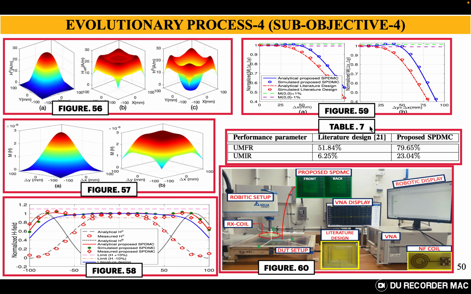The most important thing we need to understand is table number 7. If you see the uniform magnetic field region of the literature design, which I have already shown in evolutionary process 2, it is 51.84%, whereas the proposed SPDMC, that is the switchable planar distributed multi-coil antenna, is 79.65%. A drastic improvement is there, and the uniform mutual inductance region is also increased by almost 3 times. So 6 threes are 18.25, so almost 3.5 times it has been increased. So it is 23.04%. Figure 60 is the experimental setup, the same setup I already explained previously.